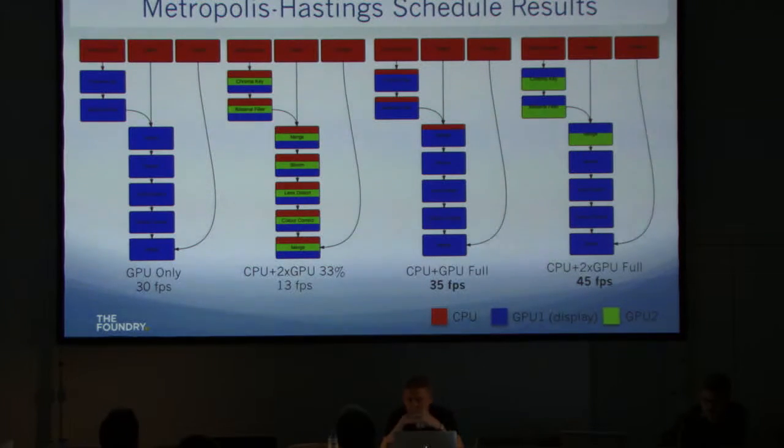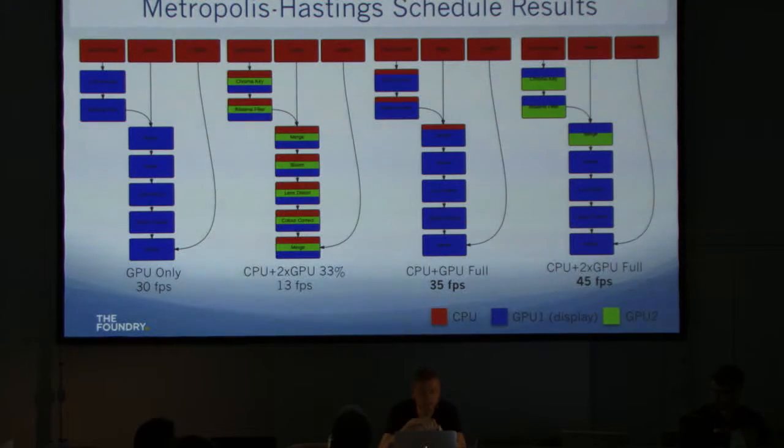So this is what happens when you use the fully fledged Metropolis-Hastings scheduler on the graph that I showed you earlier. You've seen the first 2 graphs before. You've seen the GPU-only graph, which gives very good performance of 30 frames per second. And you've seen the second graph, what happens when you try to do it yourself. You find that it's not very easy, and the performance falls off a cliff. But the next two graphs are interesting. The next two graphs show what happens when Metropolis Hastings gets its hands on the graph.